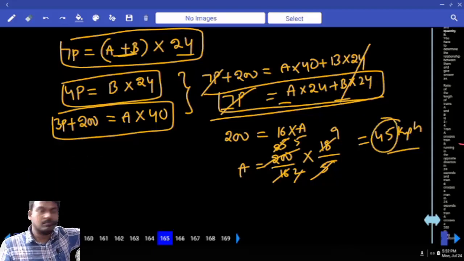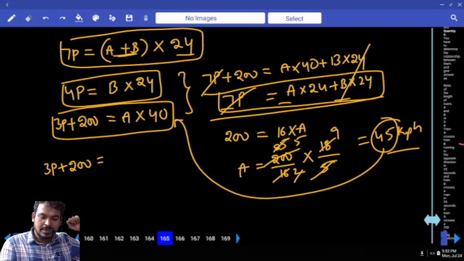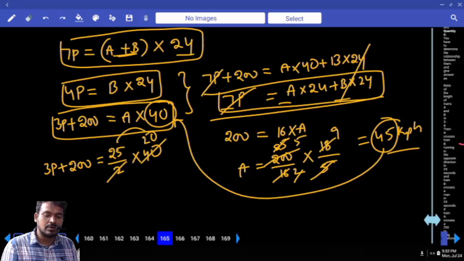What is the A value? 45 km per hour. Substitute the A value here. 3 parts plus 200, that is equal to A into 40. A means it is 40 seconds. Then A value we wrote 25 by 2 into how many seconds? 40. 2 how many times? 20. 25 into 20 is 500. 500 minus 200 is 300.